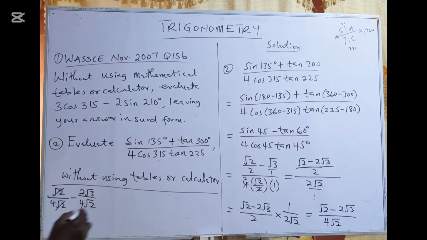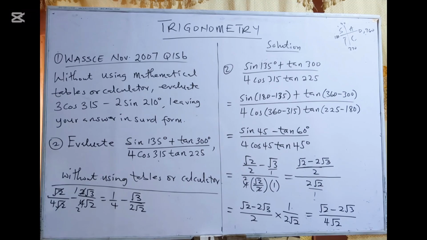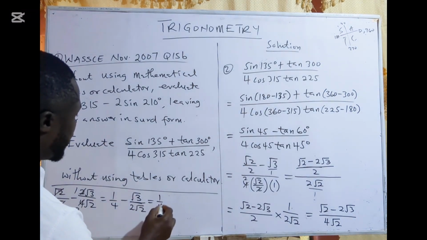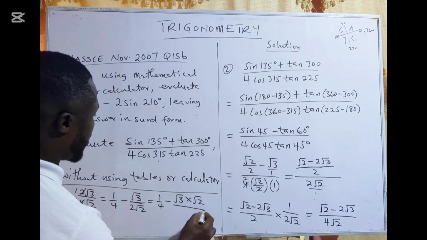Root 2 can cancel root 2, and I have 1 over 4. Then 2 goes here 1, 2 goes here 2, so that I have the numerator as root 3 and the denominator as 2 root 2. Okay, so this is what I can have: 1 over 4 minus root 3 all over 2 root 2. But here we have to rationalize because there is a surd in the denominator. So we can have 1 over 4 minus root 3 times root 2 all divided by 2 root 2 also times root 2.